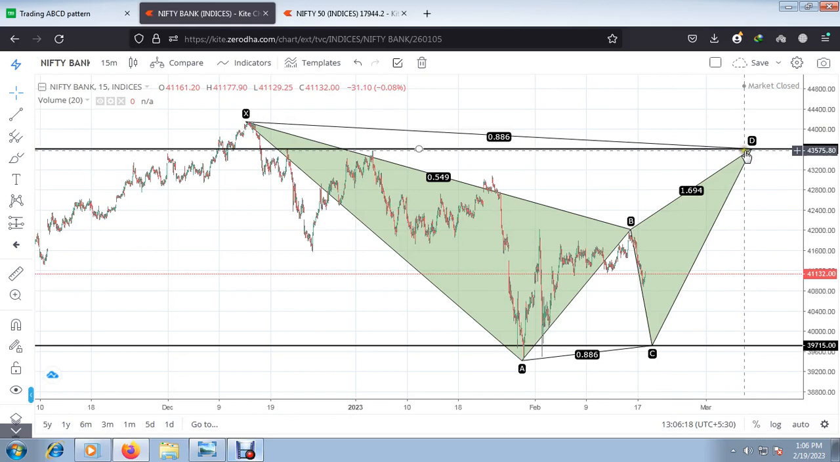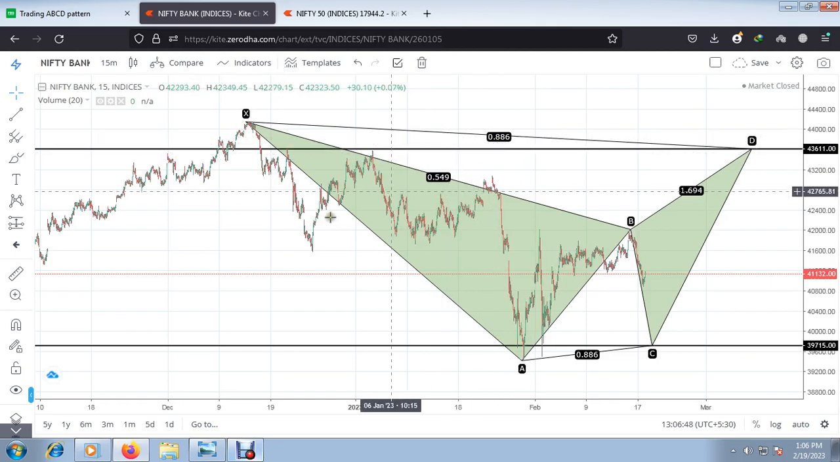From X to D it is making 0.886. From C to D it is making 1.694. From B to D it is coming another 1.6 only here. So we have to see that the point D should be the confluence point, matching with all the other points. For seeing the harmonics, you have to see these values. These are called the Fibonacci ratios.